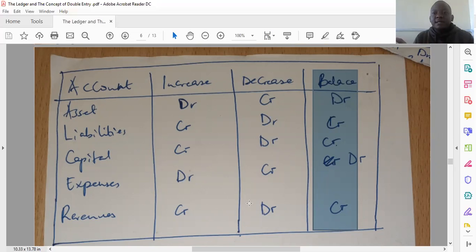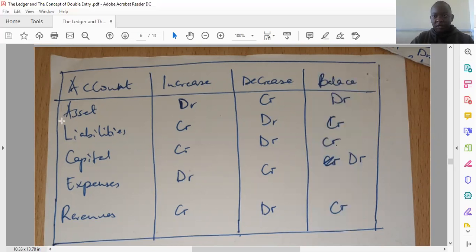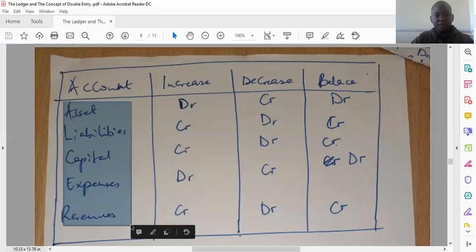So we can summarize the chart of accounts and double entry into the following table. That is the account. We can summarize the classification of accounts as: we can have assets, liabilities, capital, expenses, and revenues. So we have these classes of accounts.